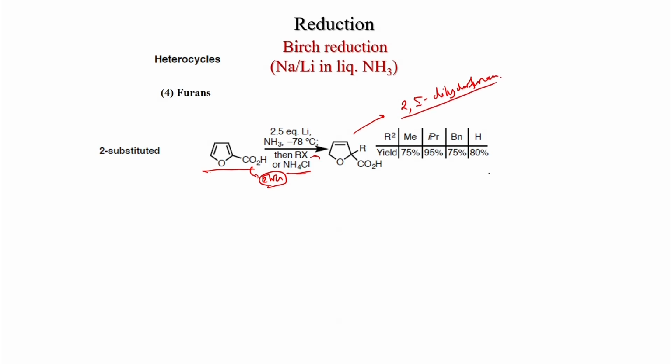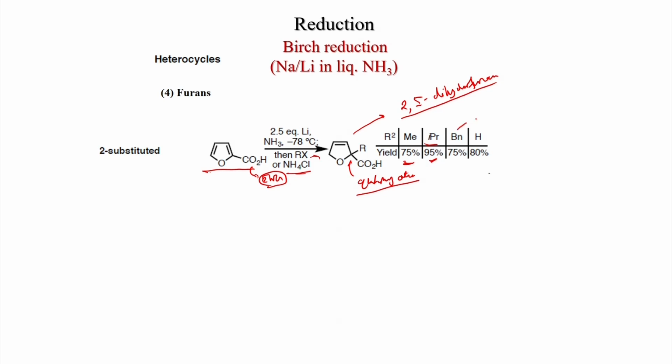In the 2,5-dihydrofuran, at this 2 position, a quaternary center is formed. If you treat with an alkyl halide, suppose iodomethane with a methyl group, you get a 75% yield of this product. If it is isopropyl, that means 2-iodopropane, then you get a 95% yield. So, the yield gets enhanced.